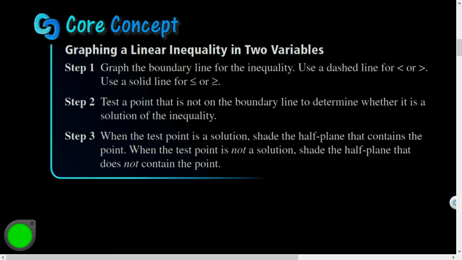Step 2, what are you doing? Test a point that is not on the boundary line to determine what... No, this is not the most effective way. I'm not a fan of step 2 at all. Yikes. I'll show you guys how to do it. We'll use logic to figure it out.